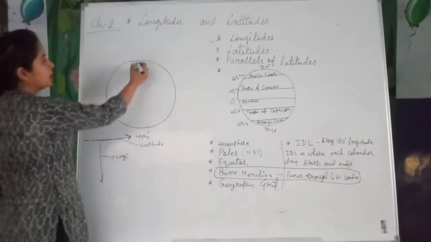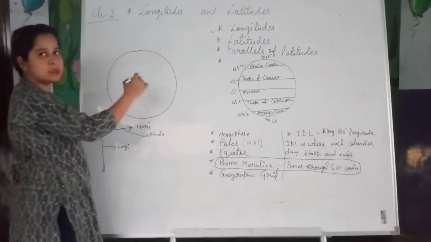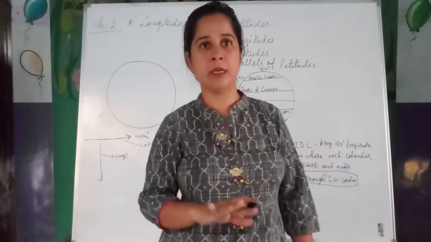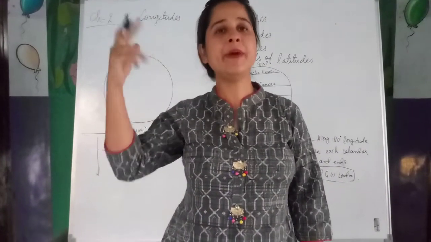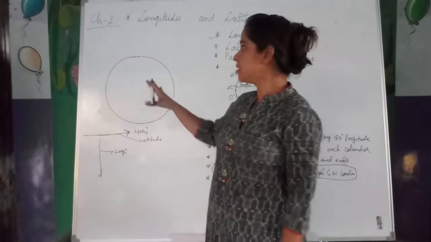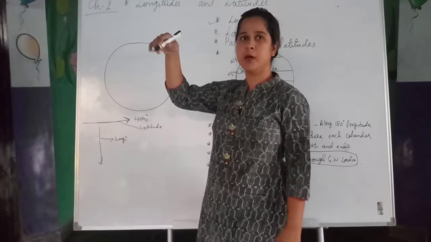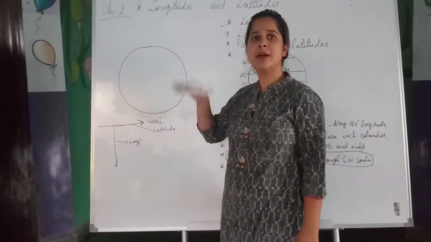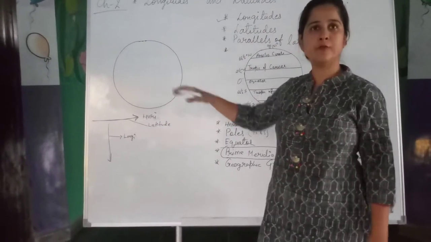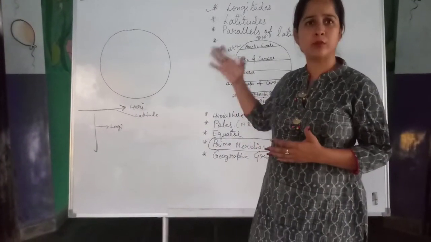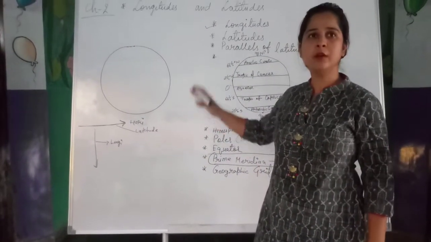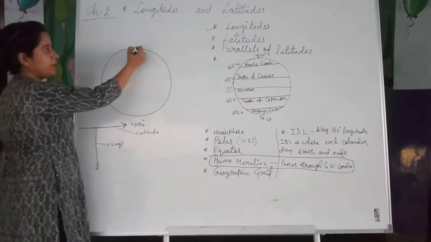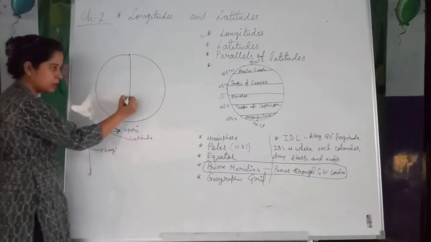So let's start. Longitudes are imaginary lines. The word imaginary means which are not really existing. Imaginary means these are our self-made conception, not exactly drawn with a pen, marker or something else. These are lines which we have assumed to be on the earth. To make some calculations perfect, geographers have drawn this imagination. So longitudes are those imaginary lines running from North Pole to South Pole.